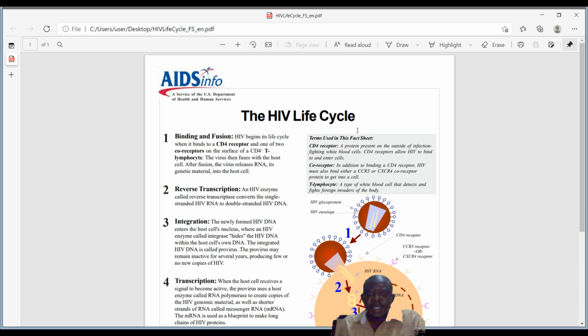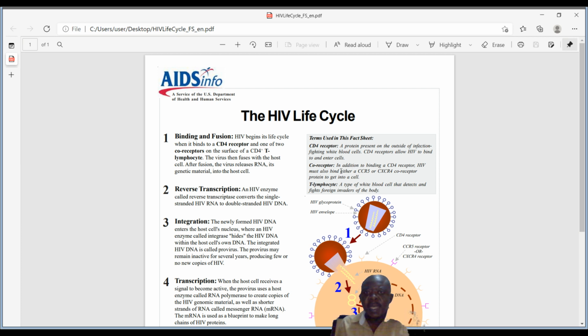Before we go into this topic, there are some terminologies that we need to familiarize ourselves with because of the significance that they play in the multiplication of the HIV virus. So we have the CD4 receptor, co-receptor, and the T lymphocyte. When talking about the CD4 receptor, we are looking at a protein that is present on the outside of infection-fighting white blood cells. CD4 receptors allow HIV to bind to and enter cells.